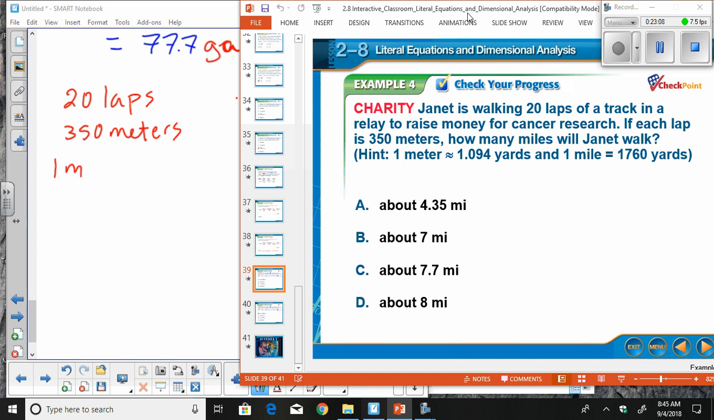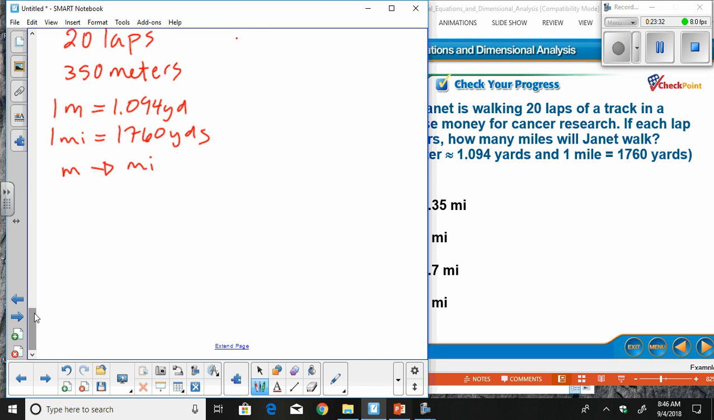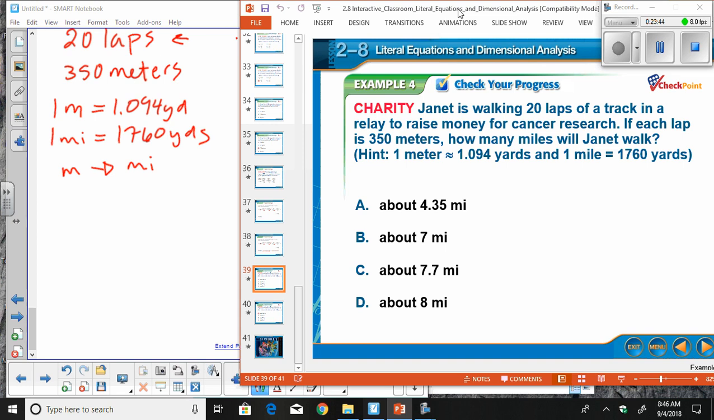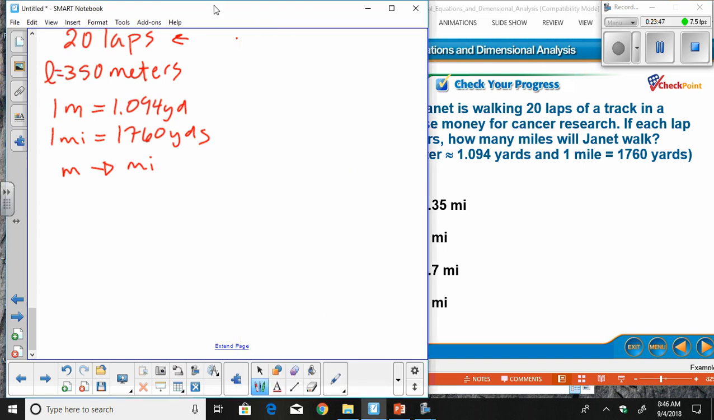So 1 meter equals 1.094 yards. And 1 mile equals 1,760 yards. What do they want me to convert? We want to go from meters to miles. Okay. So I need to know how many meters she walks. That's the first thing. Well, she does 20 laps. And each lap, just to make sure, each lap is 350 meters. So a lap equals 350 meters. So I'm going to take 20 times 350.